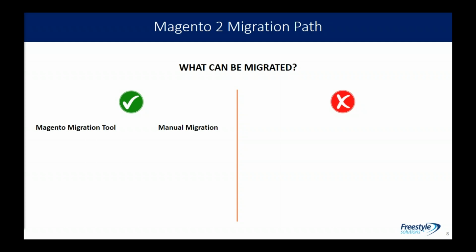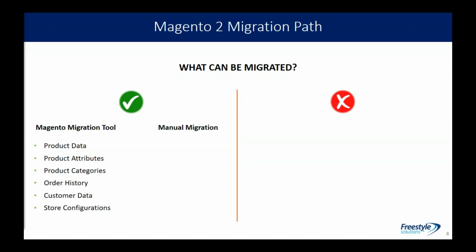Things that can be moved over with the migration tool are things like your product data, your attributes, categories, order history, your customer data, store configurations, and any promotions you might have set up in your current system. There are some custom data pieces that can be migrated over, and those are typically handled on a case-by-case basis.